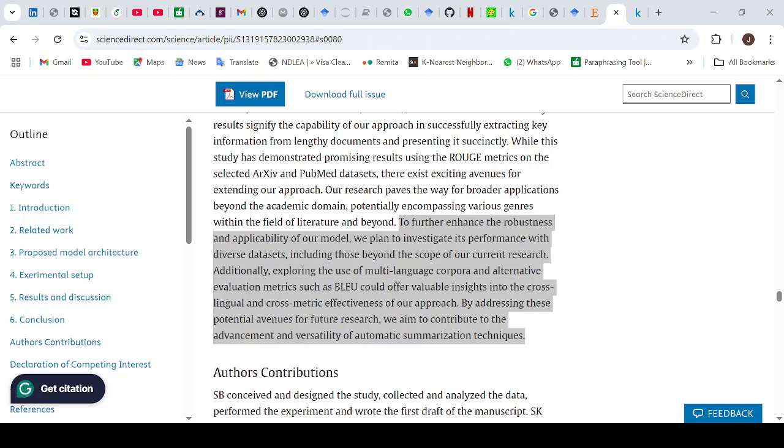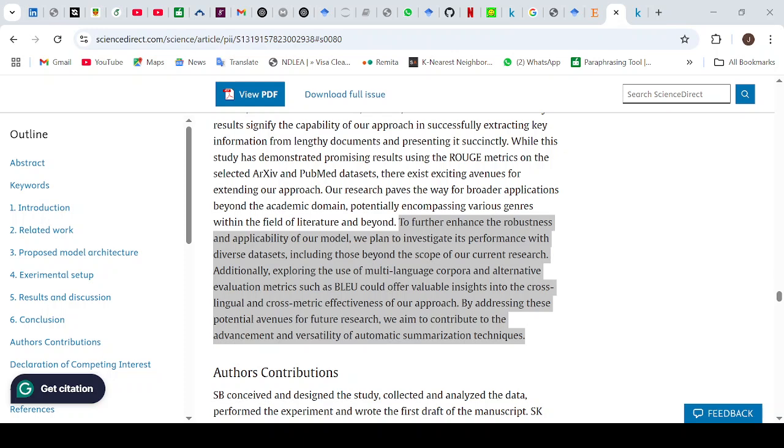So the model has been tested on a limited set of data sets. So the authors recommended that further research can be done in more diverse data sets, and there is a need to extend its evaluation by incorporating a broader range of data sets. That is a good gap. So the other one is cross-lingual and the cross-metric evaluation.